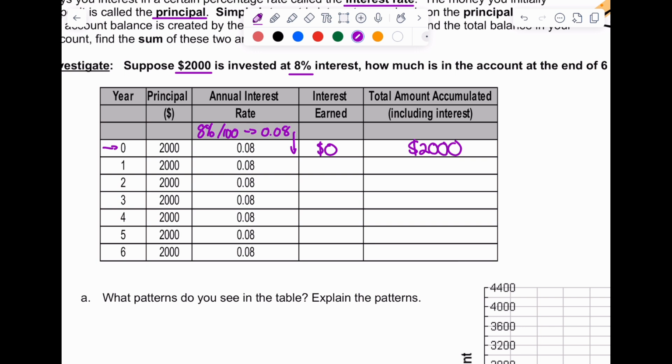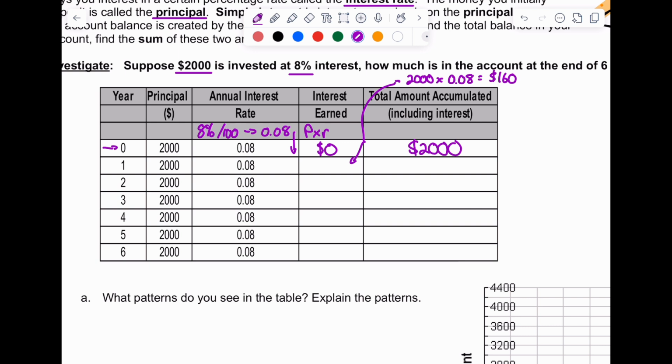So the interest earned is your principal times your rate. So in this case, this column would be 2,000 right here, your principal, multiplying 0.08. I'm actually going to run out of room, so I'll just do the math off to the side here. This right here would be $2,000 multiplying your 0.08, and that would be $160.